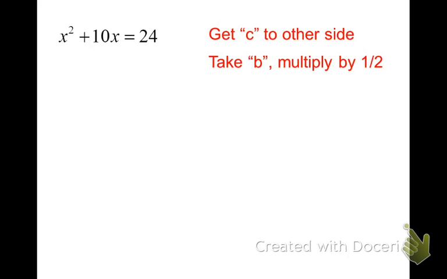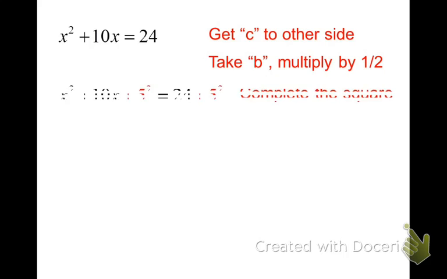So here we have x squared plus 10x equals 24. Now I said the first step is to get c to the other side. It already is on the other side. So the 24 is away from the x squared plus the 10x. So our next step is to take b and multiply it by 1/2. Well, b is 10. 10 times 1/2 is 5. And we complete the square by taking that 5 and squaring it.